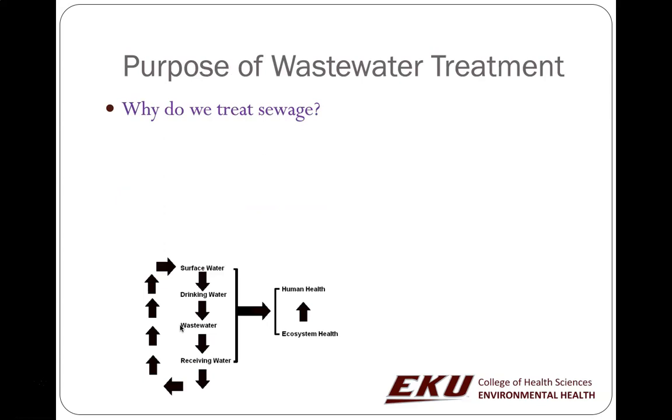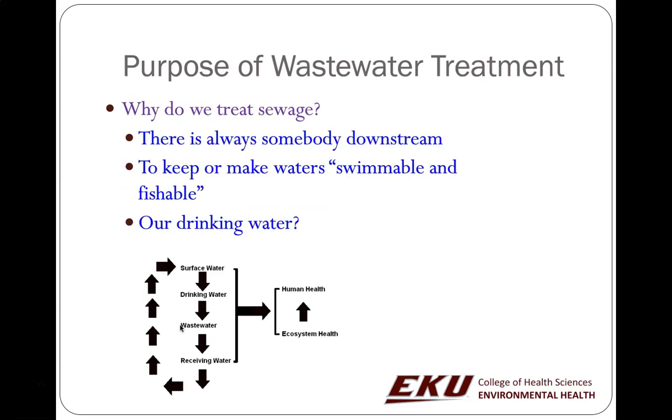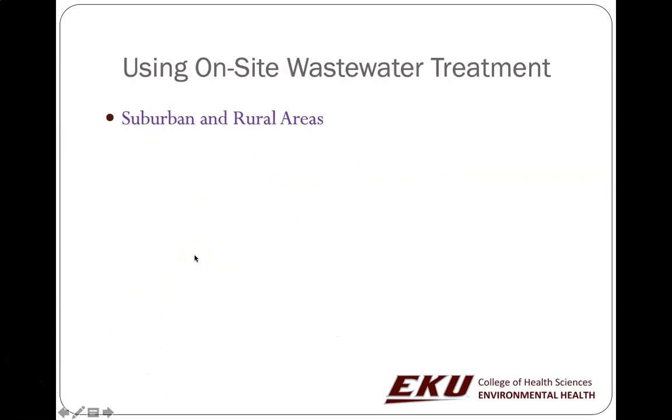So again, why do we treat sewage? Because we know there's always somebody downstream, and the Clean Water Act says that we want our nation's waters to be swimmable and fishable. We can't have a bunch of failing wastewater treatment plants and a bunch of failing septic systems, or no on-site treatment, discharging sewage to our nation's rivers, streams, and lakes. And we also know that our drinking water is downstream of even somebody's septic tank.